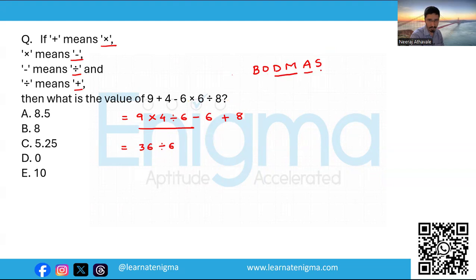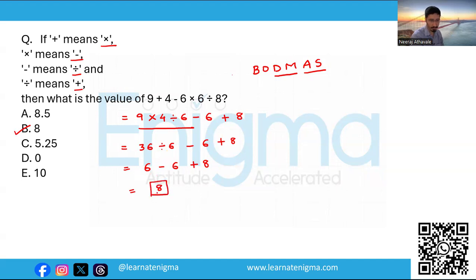Same thing applies for addition and subtraction as well. Do not add 8 first and then do minus 6. Minus and plus both are of the same level. So we have to go from left to right. Okay. So 36 divided by 6 is 6 minus 6 plus 8. So 6 minus 6 is 0 plus 8. The answer here comes out to be 8.